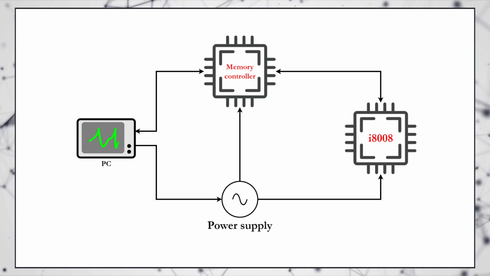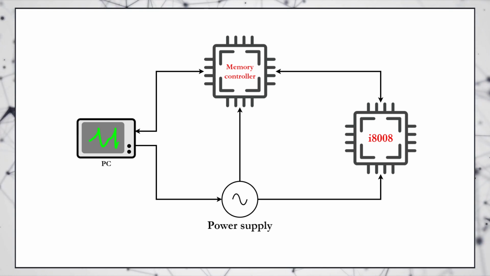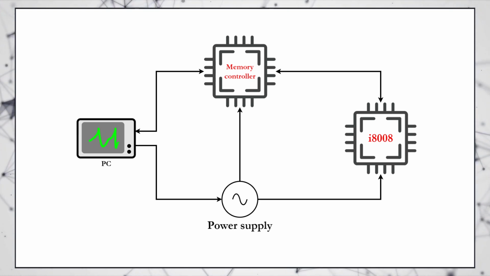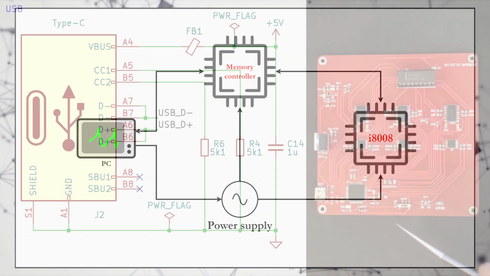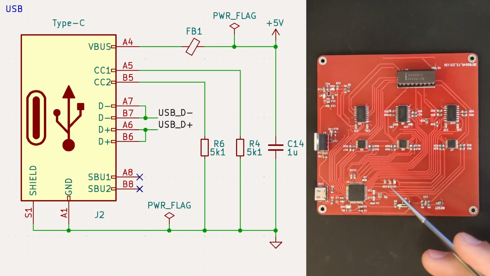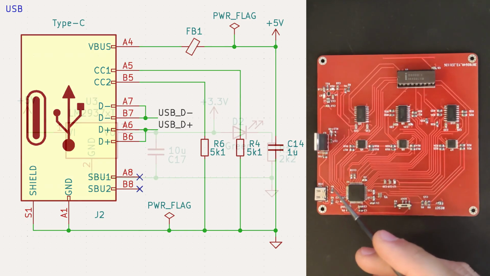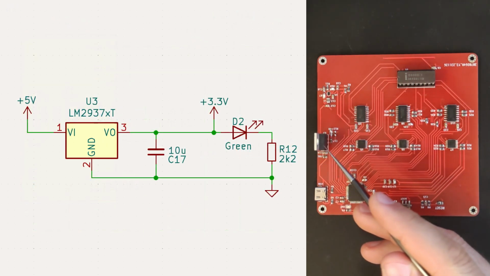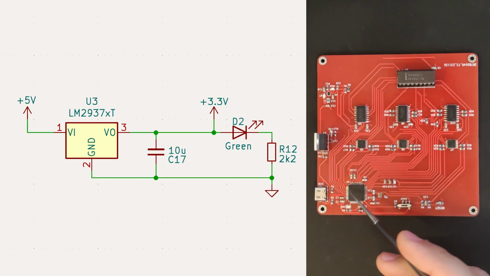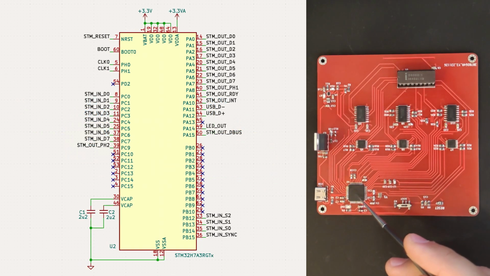But we need to design a board with power supply, clock generator, and memory interface to successfully run 8008. The schematic is very simple. The PC interface and input power come from a USB connector. A linear voltage regulator provides 3.3 volts for the STM32 microcontroller, which is doing all the work. It implements RAM, ROM, clock generator, and interacts with the PC.